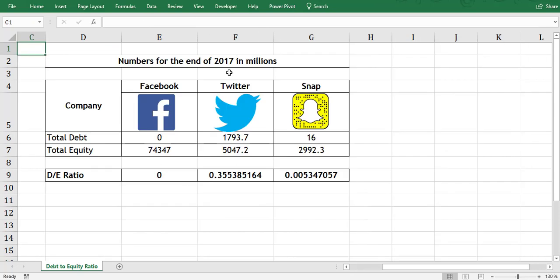Here are the numbers for Facebook, Twitter, and Snapchat at the end of 2017. You can see that the ratio is 0.35 for Twitter. This means that for each dollar of equity held by Twitter, it also holds $0.35 of debt.